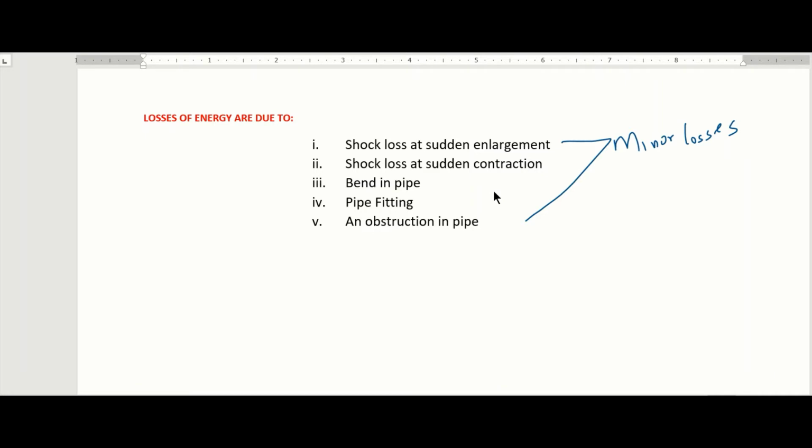Now, the major losses are due to friction. So friction is the main cause of major losses in pipe. So in this video, we shall be looking at shock loss at sudden enlargement and shock loss at sudden contraction, and finally we shall look at friction losses.